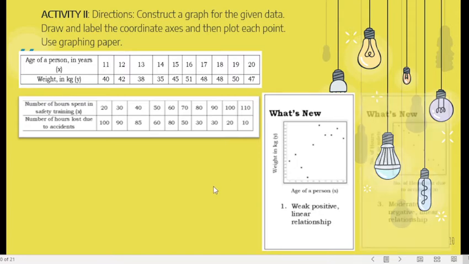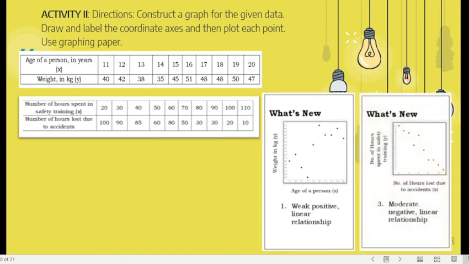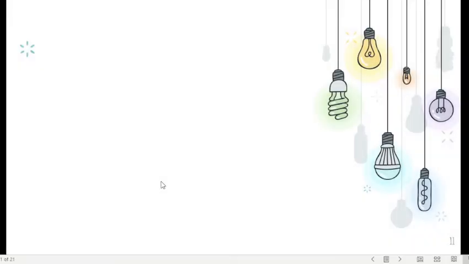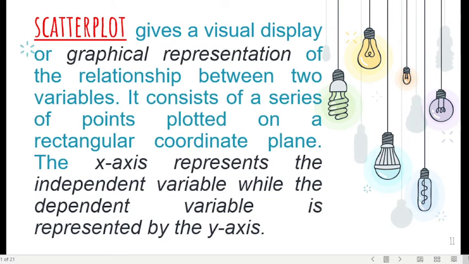And for the second graph, we have this. I want you to take note of how each graph looks like. Okay, so it says here that it has moderate negative linear relationship. So what is the meaning of those things? So as we go on, we will discuss the meaning of this conclusion. So there you have it. What you have right here is what we call a scatter plot.